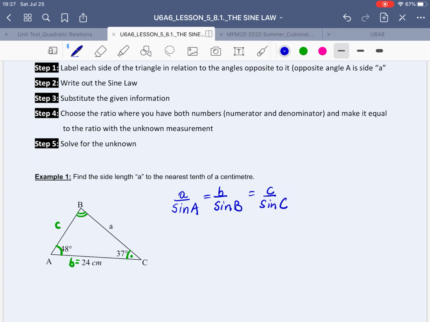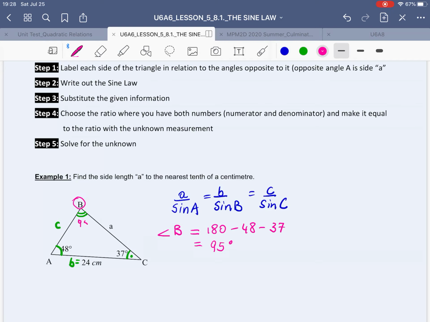The more information you have in the problem to start with, the easier it will be for you to see what approach to take to solve the problem. So in this case, since I'm given 2 angles, I am going to jump on to finding the angle B, and I'm going to say that angle B equals 180, take away 48, and then take away 37. That would equal 95 degrees for angle B.